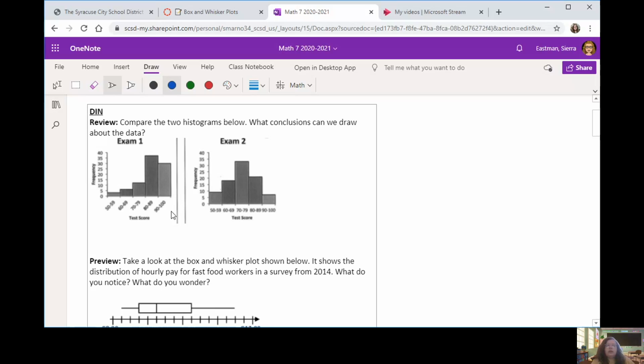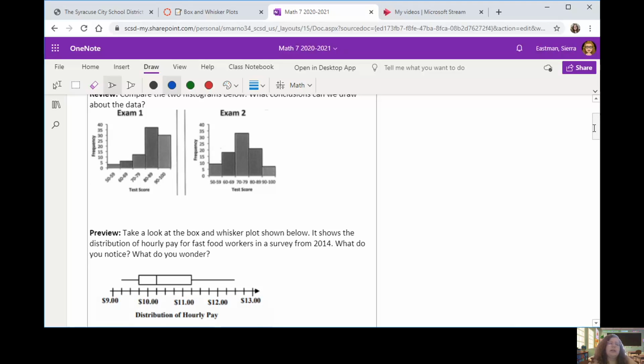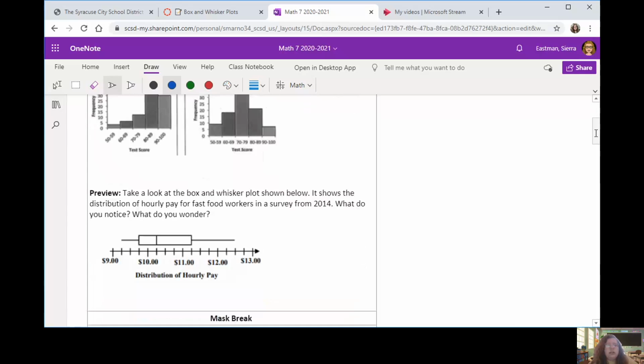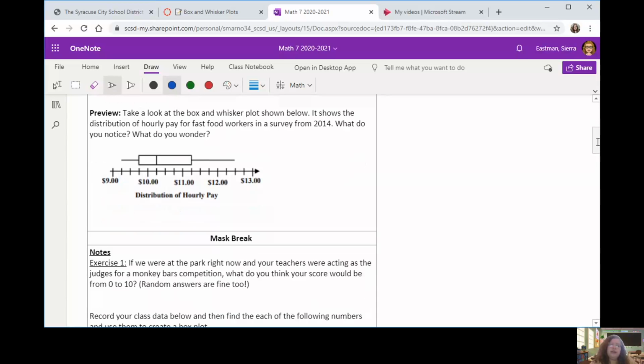Okay? There are those different ways to compare our data, looking at the shape, looking at the center, which is our median, and looking at the spread, which is our range. Okay, so you can go ahead and write down any of those things. Draw some conclusions for yourself. What do you think? Which exam did students do better on? Things like that. And then we can go ahead and take a look at our box and whisker plot.